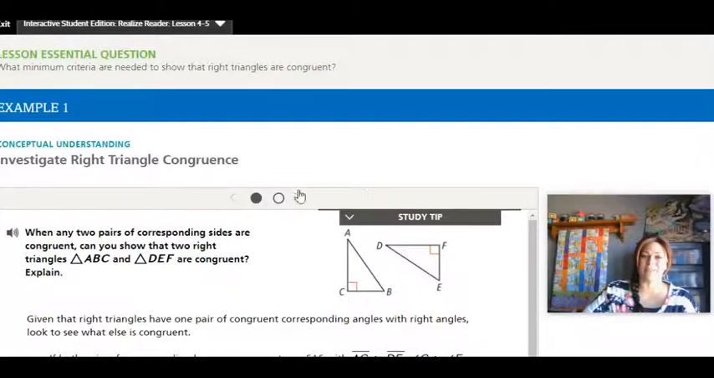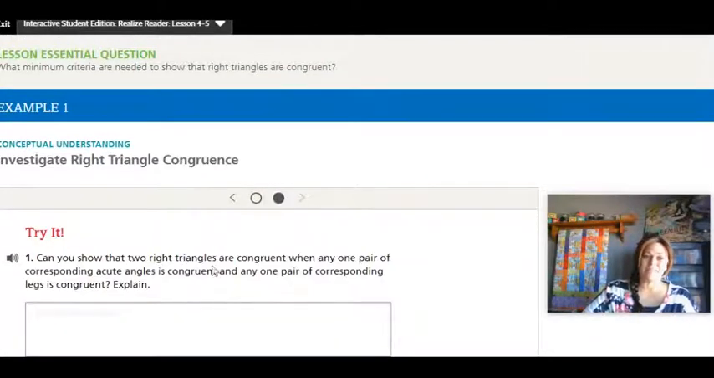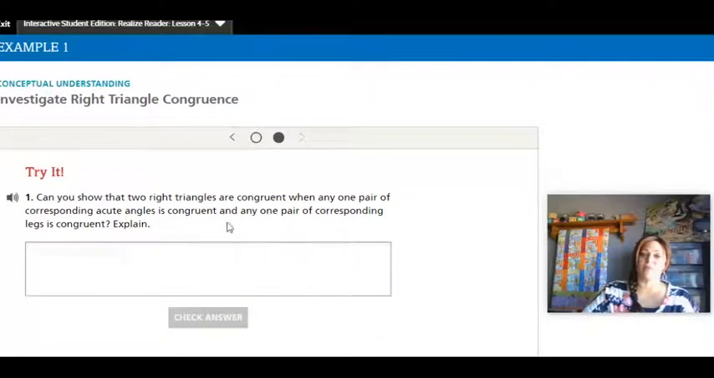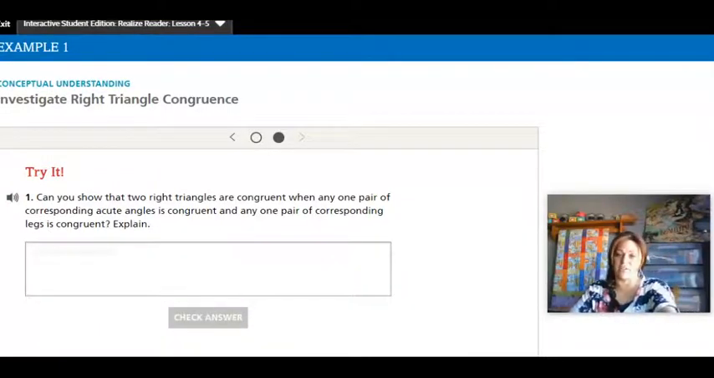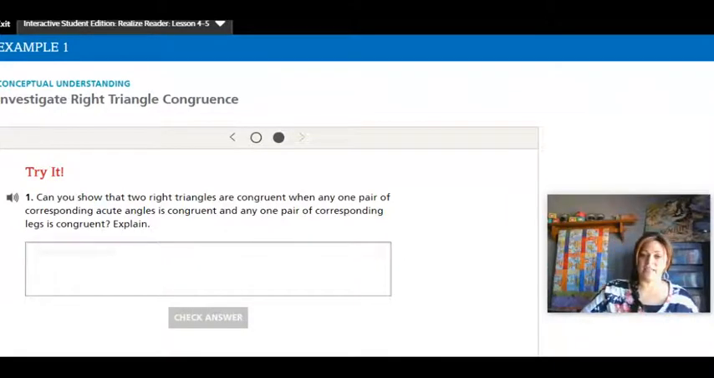So we'll go over what that rule is. It says, can you show that two right triangles are congruent when one pair of corresponding acute angles is congruent and one pair of the corresponding legs is congruent? So I'm going to kind of show this to you. I'm going to draw this out. I'm going to put this on a different screen here.